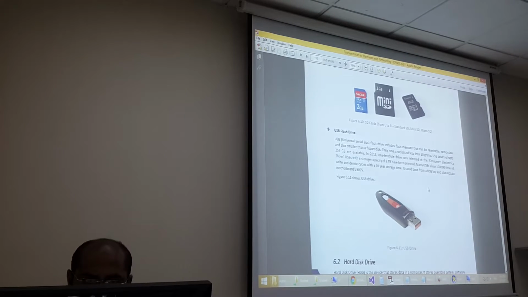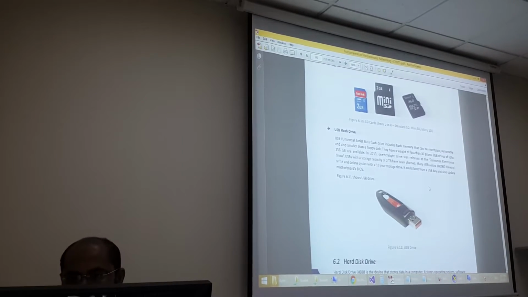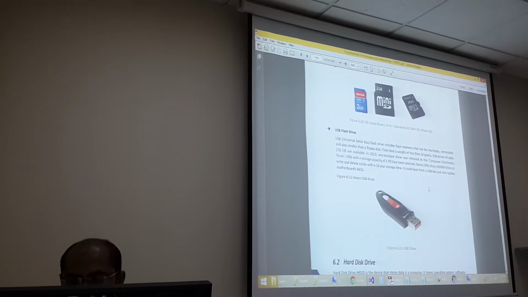Do you have a 2 TB USB? Have you seen it for sale? You have it actually, but it will be costly. That's why it's not available in FMCGs. But you have more than 2 TB also. You have 4 TB also. In flash drive? I haven't seen.